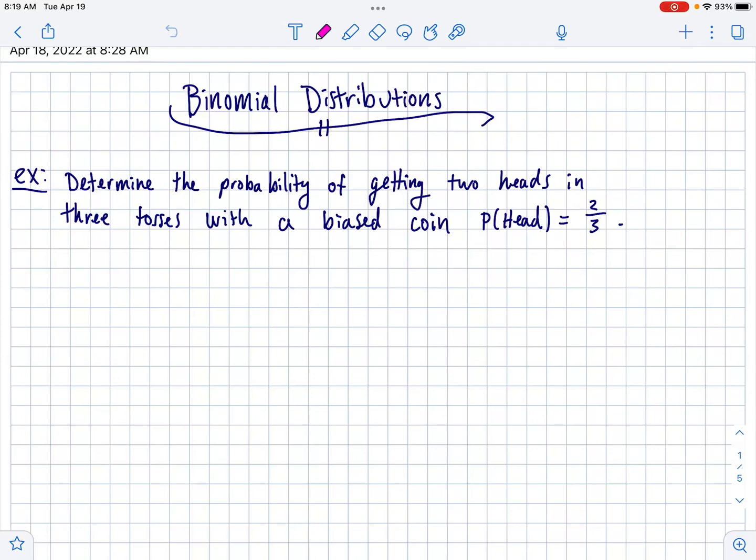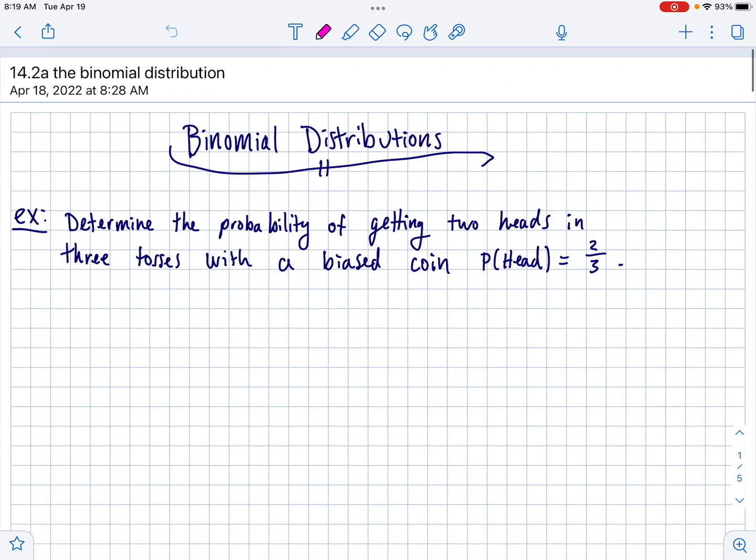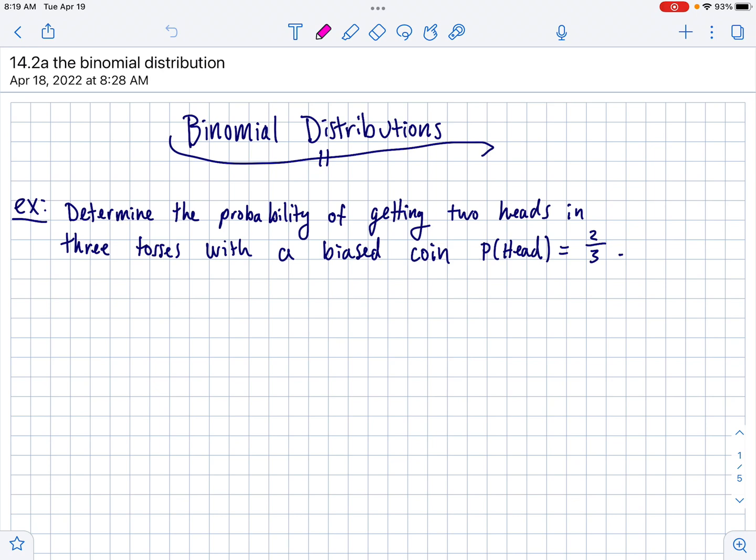All right, IB AA SL 1. Today we're going to do some work with the binomial distribution. So, first thing here, we're going to start with an example before we get to what a binomial distribution actually is.